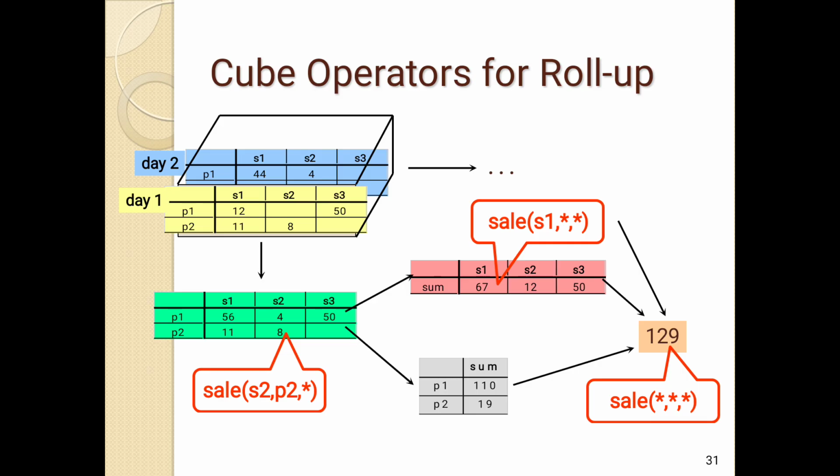Day 1 and day 2 for the products P1 and P2. The sale of S2 comma P2. Okay, so you are taking a single product for a sales region S2, for the product P2. Here the sale of S1 of the entire product P1 and P2 count is 67. Right, here the sale of entire product and entire store is 129.